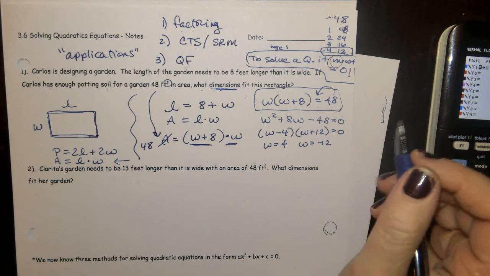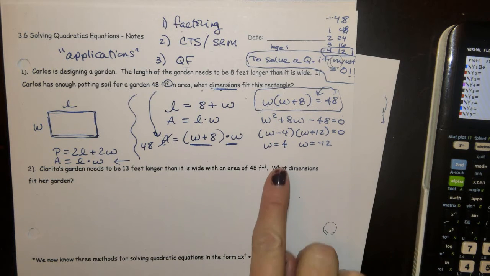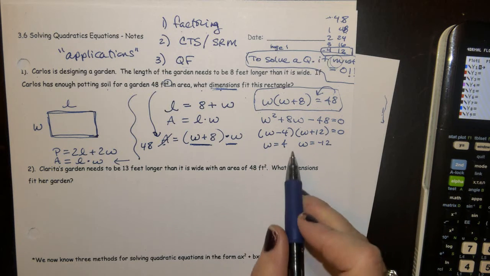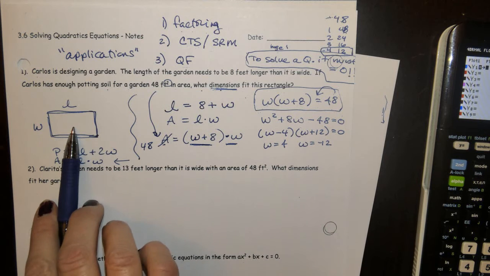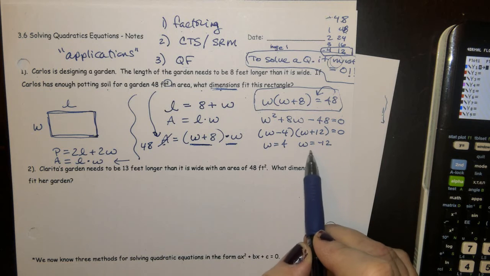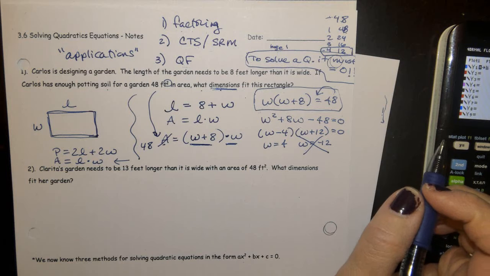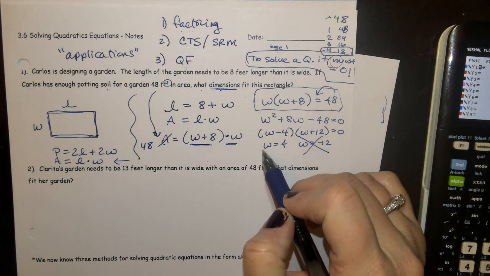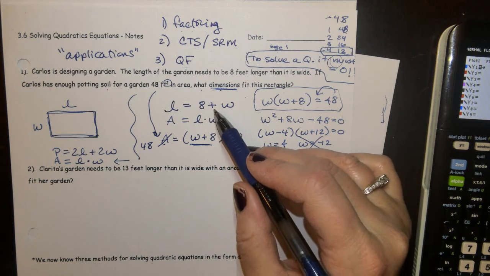All right. Now we're thinking of a real life problem. In the last sections, you were done because those were the two solutions. But now we have a real life problem here. So we can't have a negative width. That doesn't even make sense. The rectangle wouldn't exist. So the width is 4. And then to get the length, we're going to plug that back in.